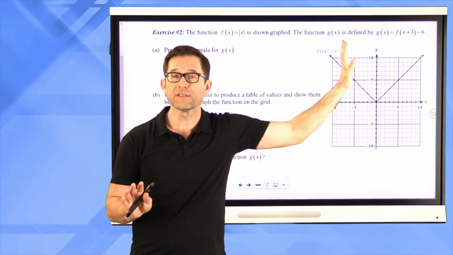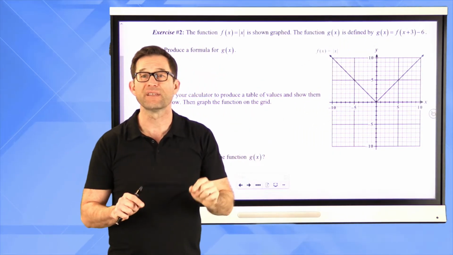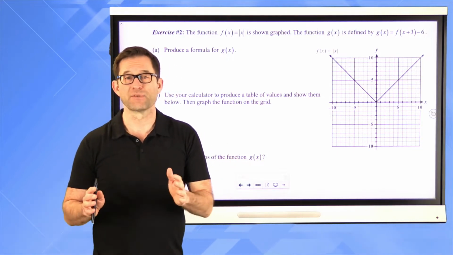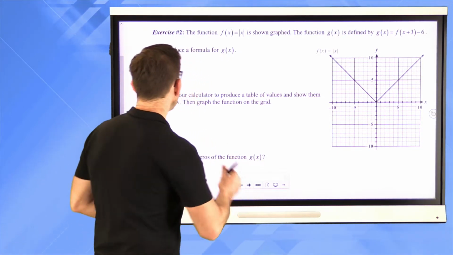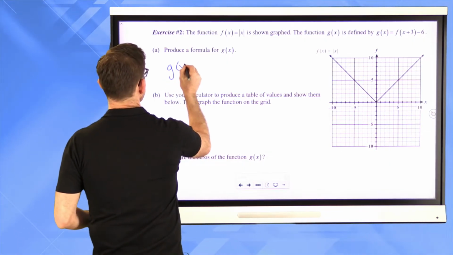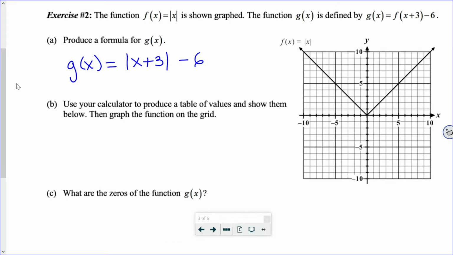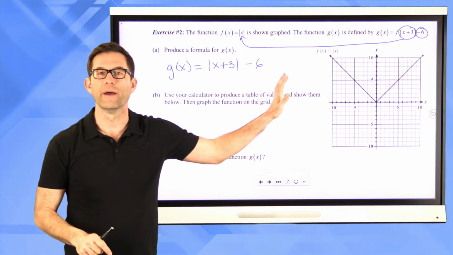Now, in the last problem, remember when we had h of x equals f of x plus 3, we just got h of x equals the absolute value of x plus 3. In this case, g of x being f of x plus 3, well, that will be absolute value of x plus 3, and then we need to subtract 6 from that result, right? So literally, I take my x plus 3, I substitute it in for x there, and then I subtract 6 from what I get. So there we have it, right?